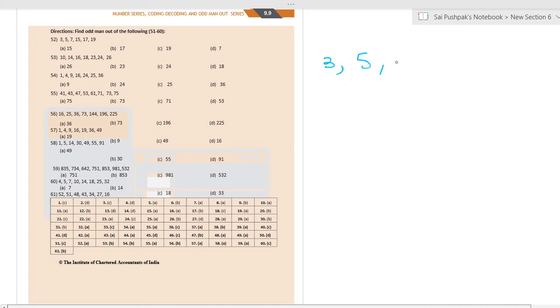3, 5, 19. तो गाइस इनमें ऑड नंबर क्या है जरा देखिए एक बार. So yesterday in the group and the Telegram channel we discussed prime numbers. So if you see, this is a prime number, this is a prime number, this is a prime number, this is not a prime number, this is a prime number, this is a prime number. So ये सबसे अलग है. So 15 will be the answer.